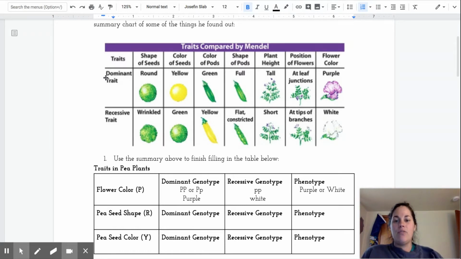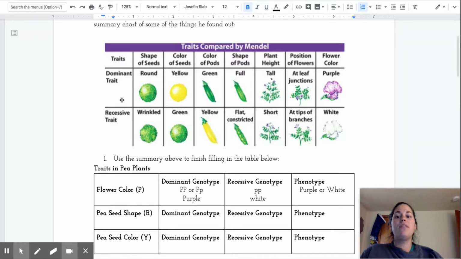Dominant traits are the ones that show up most often. They mask the recessive trait. An individual only needs one copy of the allele for the dominant trait to show the dominant trait. The recessive trait is masked or covered by the dominant trait, and an individual would have to have two copies of the recessive allele to show the recessive trait.